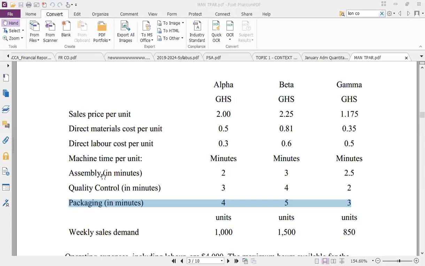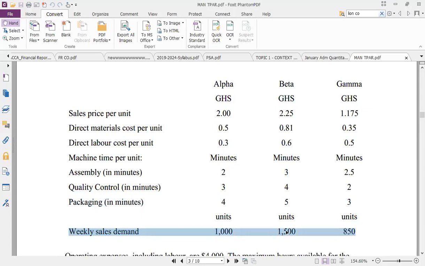For beta 2, the same thing. So let's start with the beta. Beta, I need 3 minutes to assemble the beta. After using the 3 minutes, I need 4 minutes to do the quality control checks. Then packaging, 5 minutes. So for assemble, I'm producing 1,005.